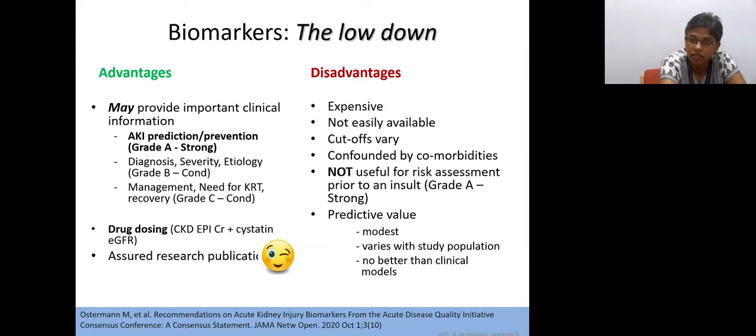But the disadvantages are that they're expensive and not easily available, especially in a country like India. Every study has a different cutoff, and the level of a biomarker may be affected by a patient's comorbidities. We definitely know that they're not useful to assess the risk of an AKI before the insult. Really, their predictive value depends on the study population, and clinical models routinely perform better than biomarker-based models. So in my opinion, they're not really of much use in our setting.